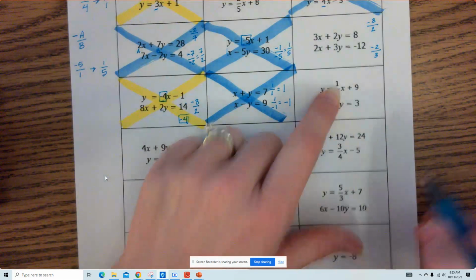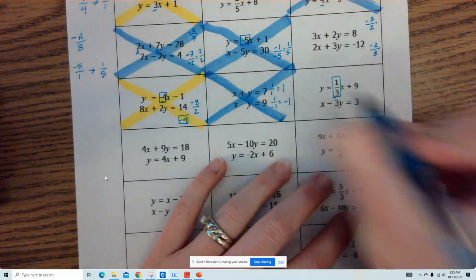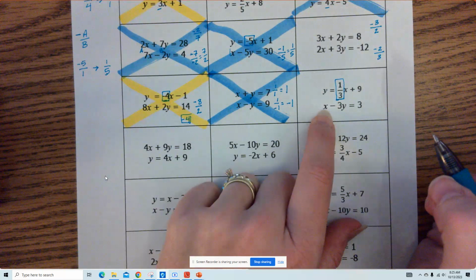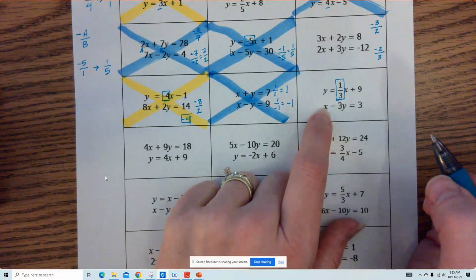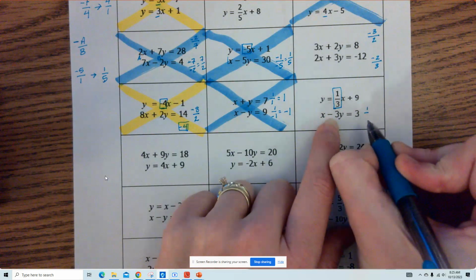All right, slope-intercept form again. So the slope of this one is a third. All right. Standard form, so negative a over b. What's the a value here? 1. What's the b value?